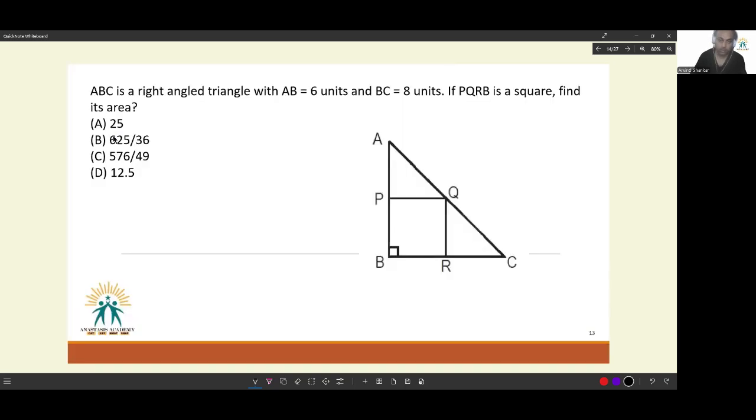Okay. Next, ABC is a right angle triangle with AB as 6 units and BC as 8 units. If PQRB is a square, find its area. If this length is A, this length is 6 minus A. This length is A, this length is 8 minus A.